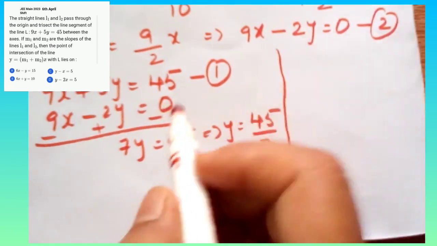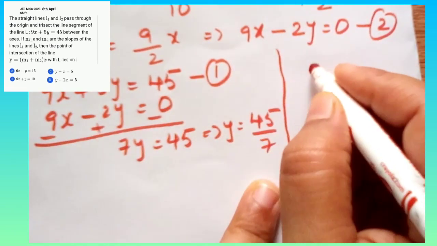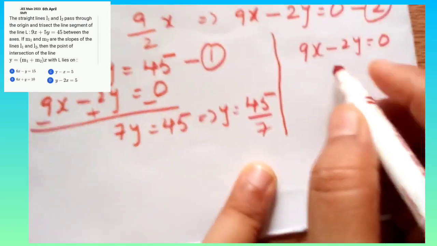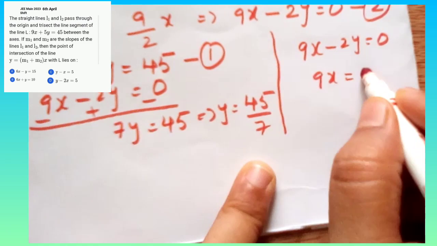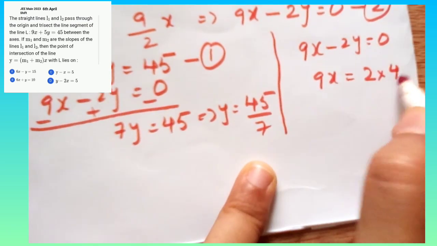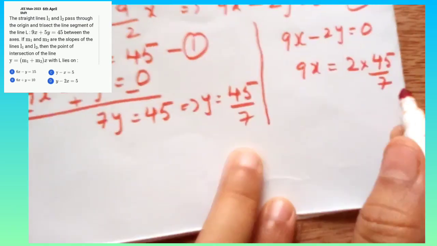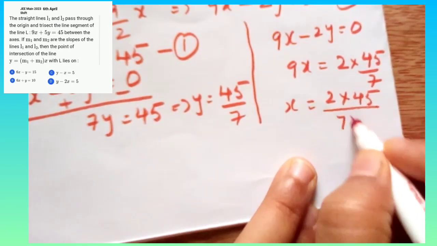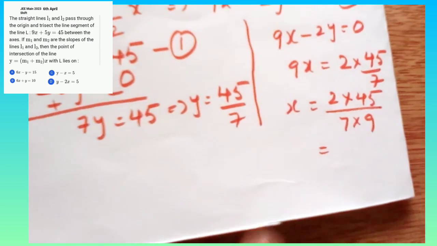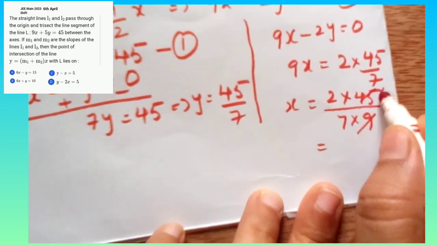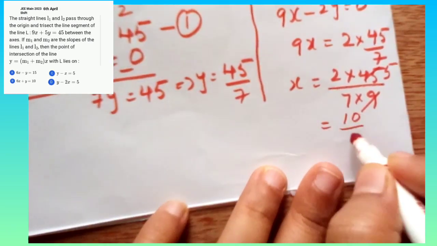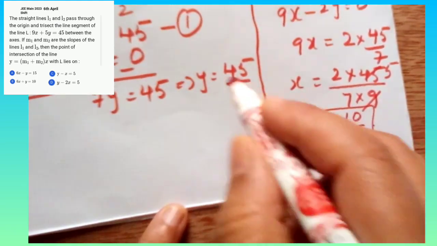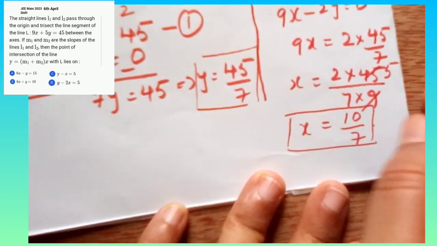This y value, substitute in equation 2. That is 9x minus 2y equal to 0. 9x equal to 2 times 45 by 7. If you want x, that is equal to 2 times 45 by 7 times 9. After cancelling, you get 10 by 7. So this is your x value and this is your y value.